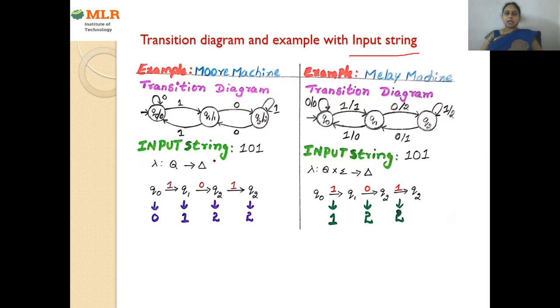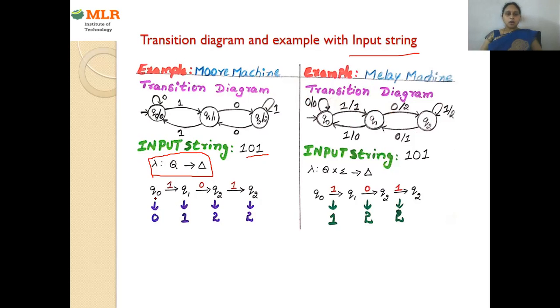And when you see the input string, suppose I take 101 as the input string in the Moore machine, then I am going to represent lambda in this way. That is Q tends to lambda. That means it depends on the states.